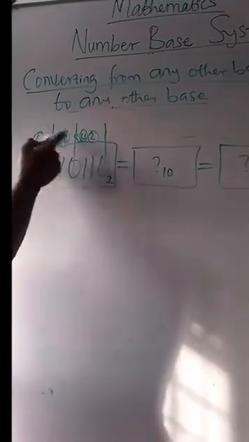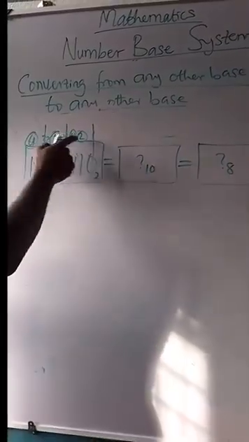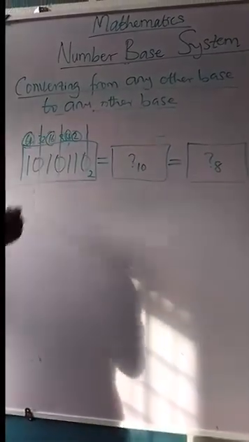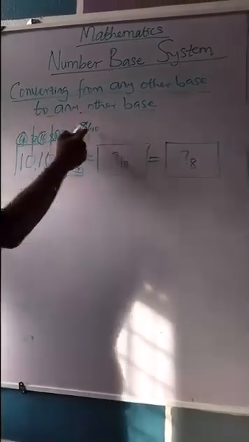Right? So this plus this is 20, plus this is 80, plus 6 is what? 86. So we have 86 base 10. But let us use the other method to see whether it will give us this, right?